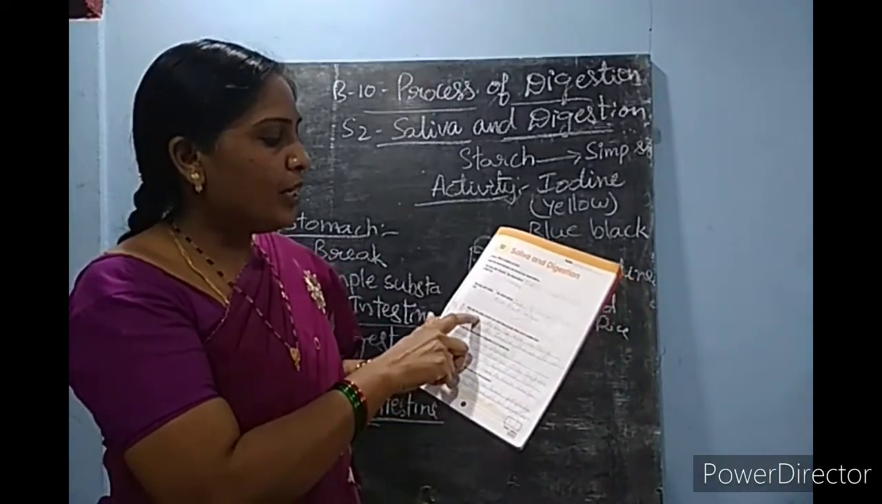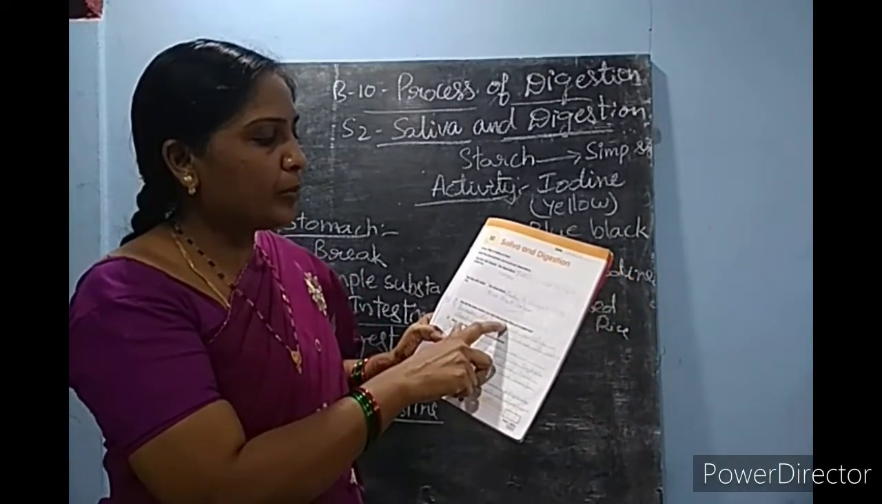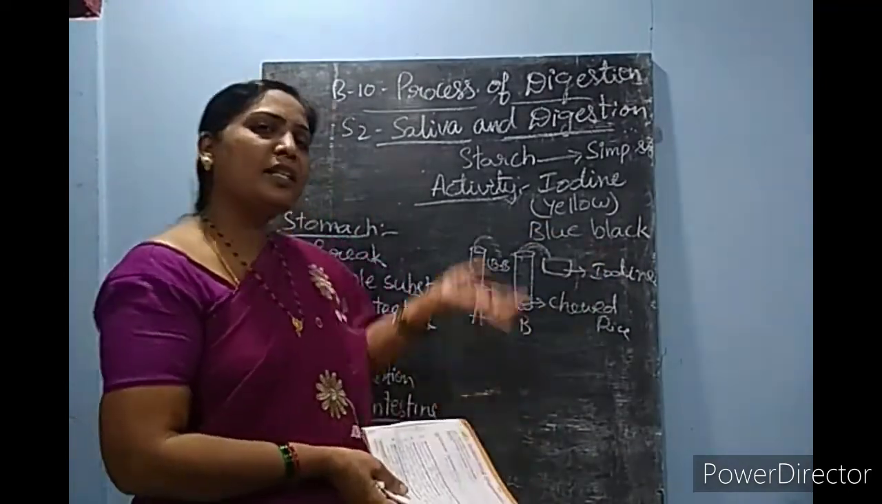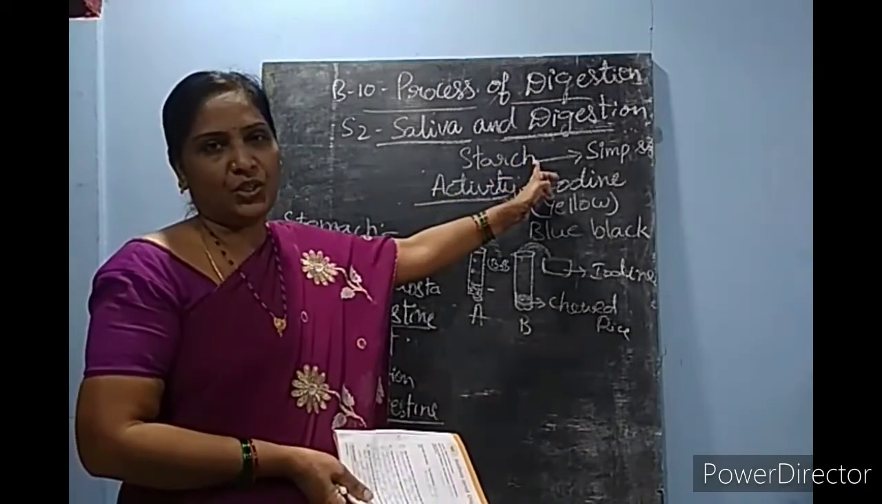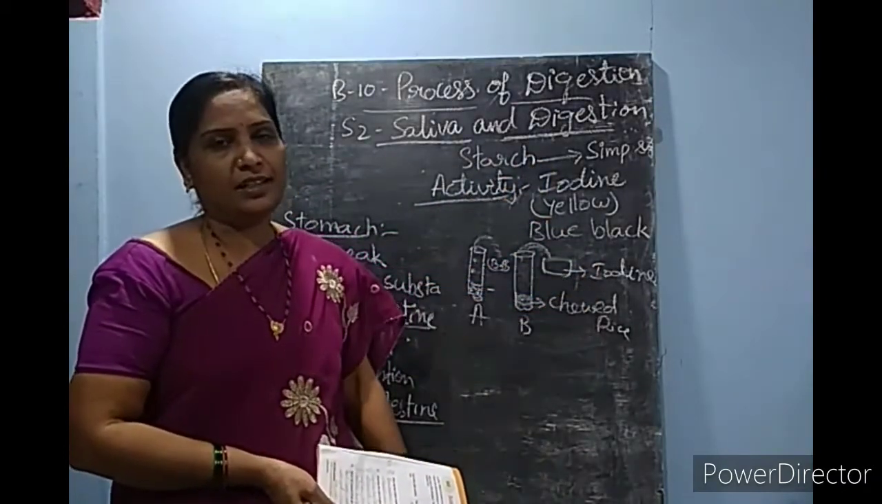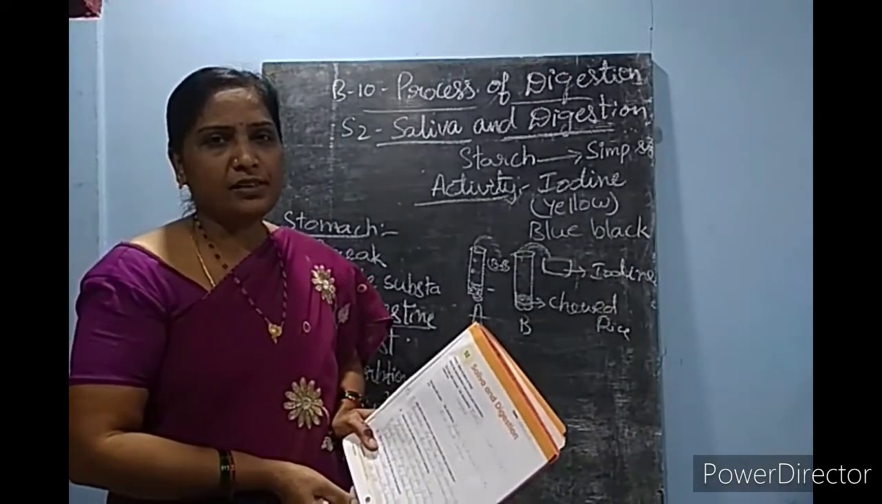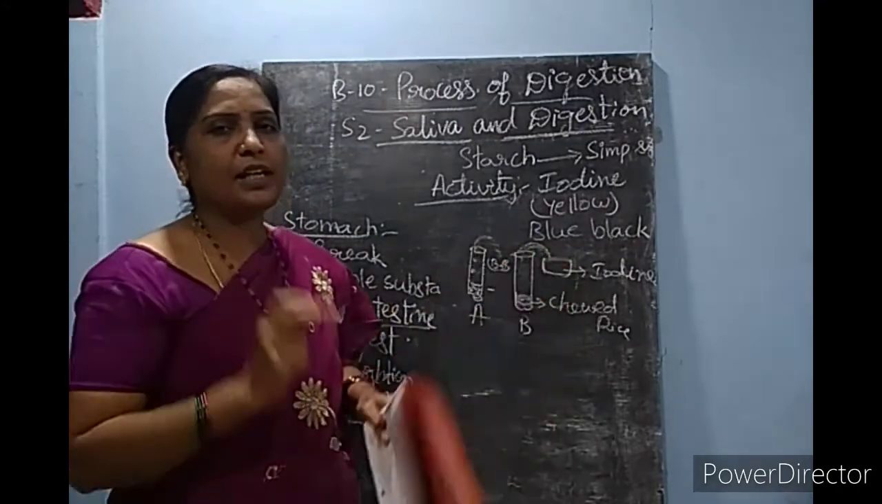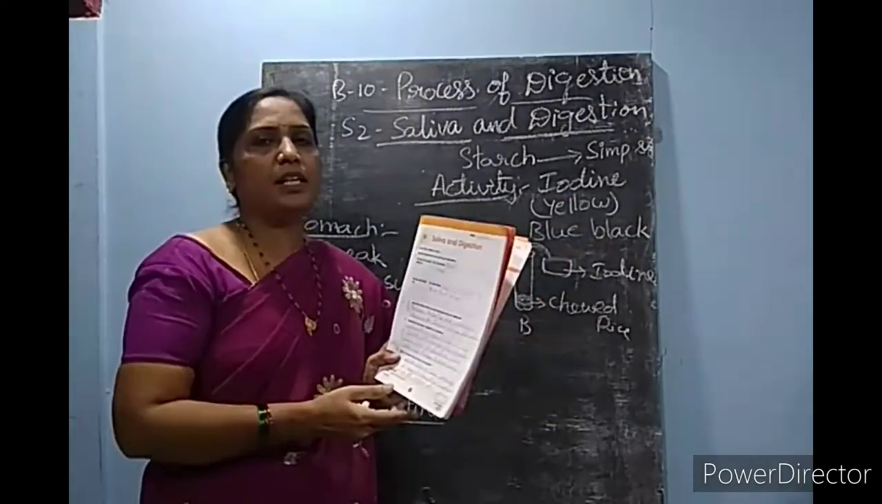And next, why did the iodine solution turn dark blue when you put it in boiled rice? Because the boiled rice has starch. That's why it changed into blue-black color. Can you write, children? Very good.